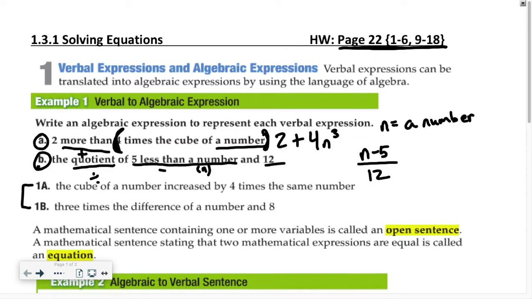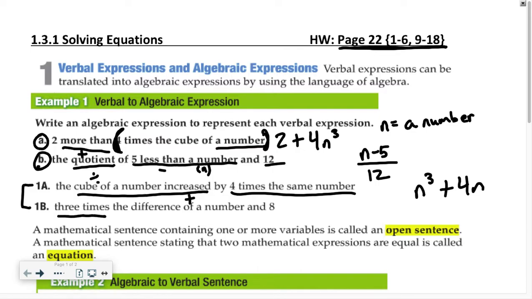Okay, and so hopefully you guys have tried those. The cube of a number increased by. So we're going to have to do the cube of a number. That's our variable cubed, n cubed. Increased by, so plus. What are we increasing it by? 4 times the same number, 4 times our variable. Okay, 3 times what? 3 times a difference. Difference means subtraction, so the difference of a number and 8.